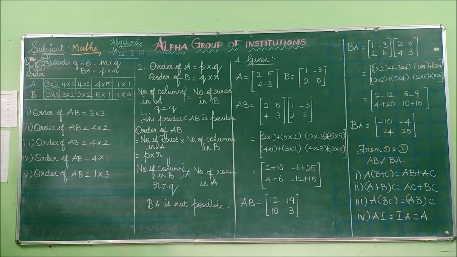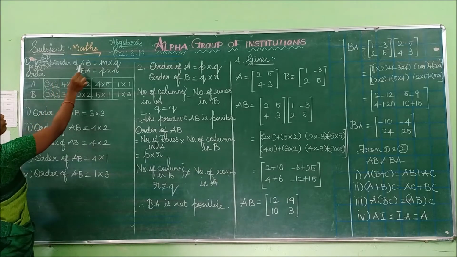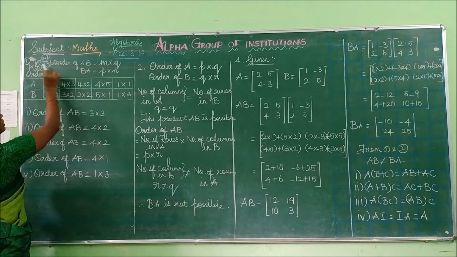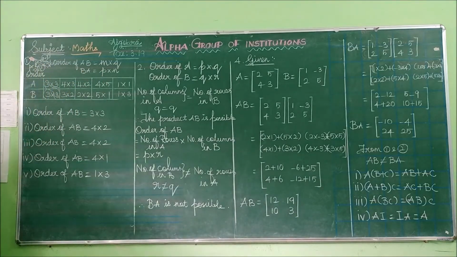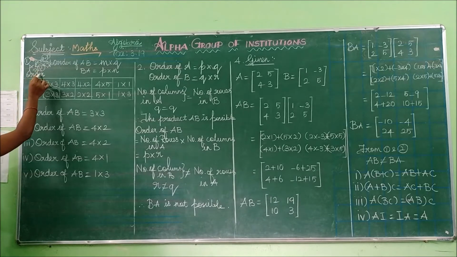So listen. How can you find the order of AB? The order of AB is m cross q and the order of BA is p cross n.